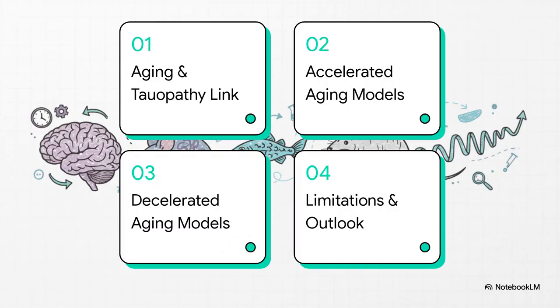We'll begin by establishing the fundamental link between the aging process and the development of these tauopathies. Then, we'll explore the different models of accelerated aging that scientists use to try and mimic this process. After that, we'll look at the other side of the coin, the insights that can be gained from organisms that exhibit decelerated aging. And finally, we'll conclude by examining the current limitations of these models and discussing the future outlook for this critical area of research.